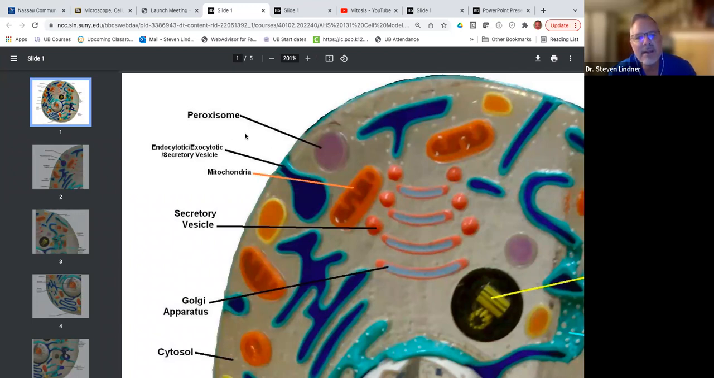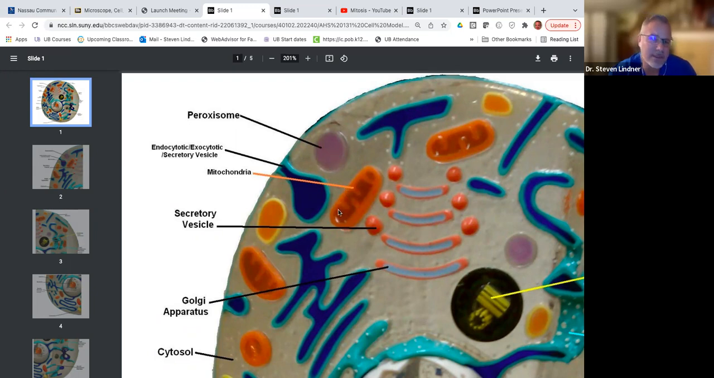Now, it can also take things from outside. It could bring something in, but then it's not called exocytosis. It's called endocytosis. So it could be used to push things out of the cell, but it can also be used to take things in. This is a peroxisome, not to be confused with lysosome. The peroxisomes, these are highly concentrated in the liver that's used for detox.